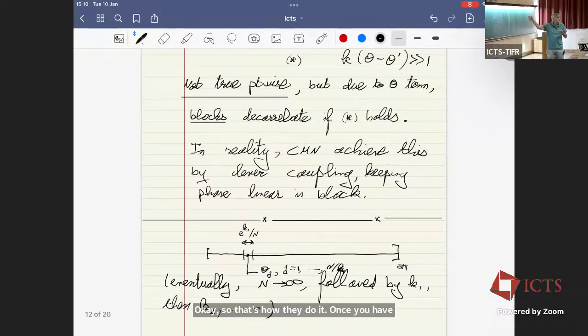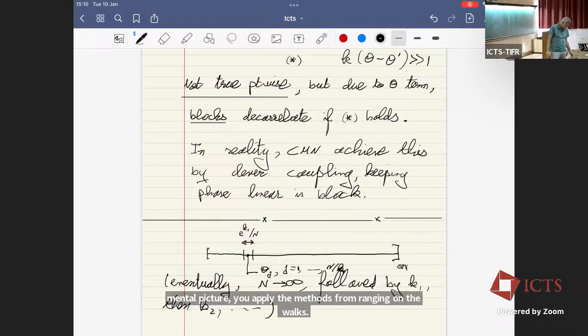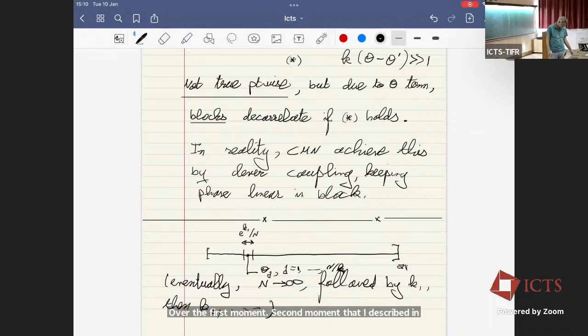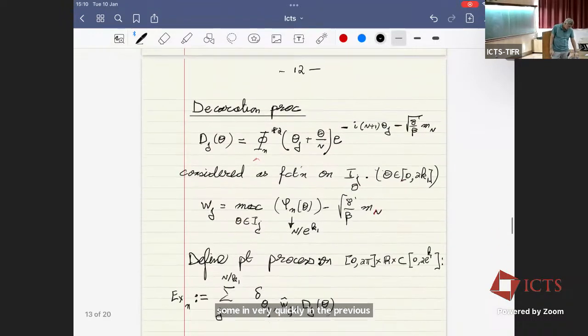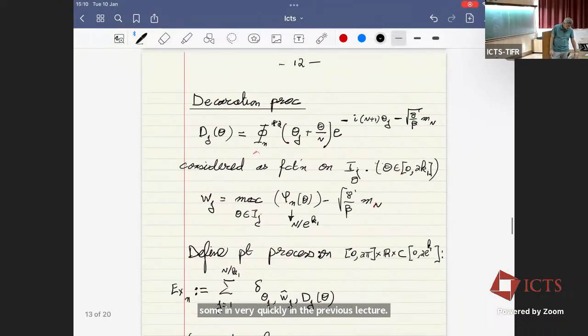Once you have this mental picture, you apply the methods from branching random walks, the first moment, second moment, that I described very quickly in the previous lecture. Okay, so now what will we have to do? Well, we have to keep track not just of the value of the maximum. There are several things that you have to do.